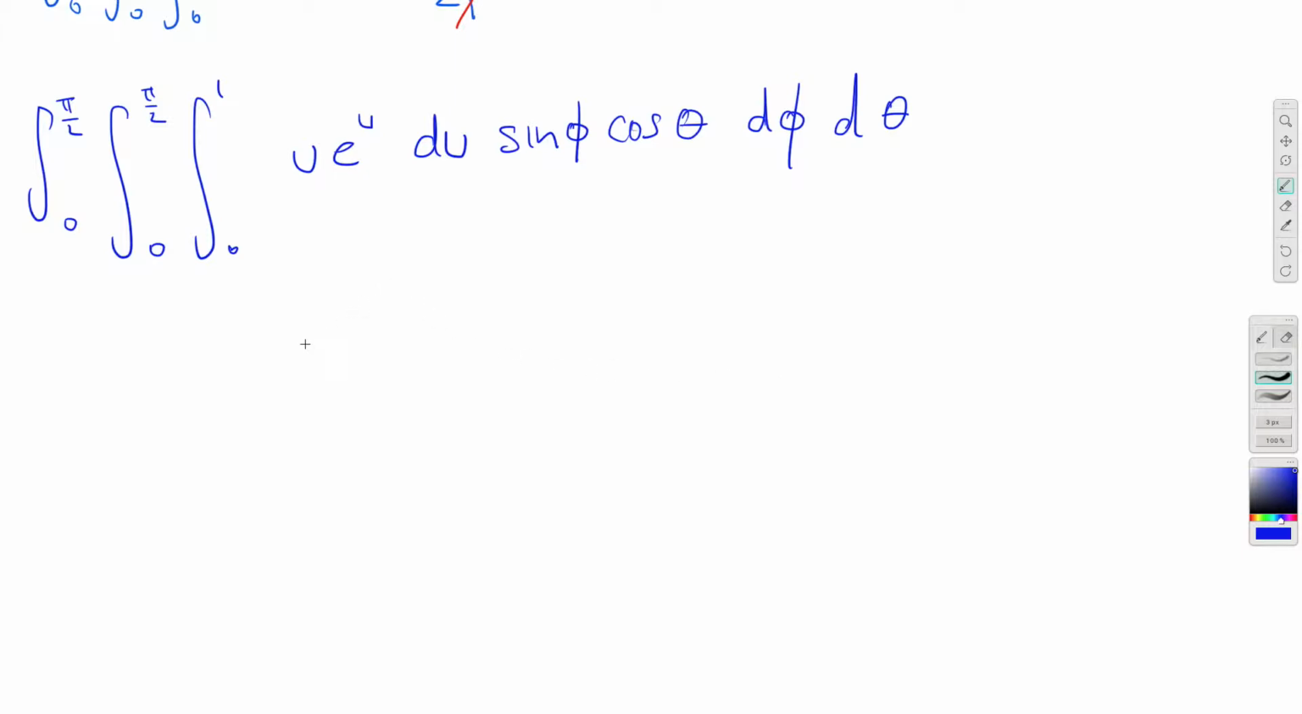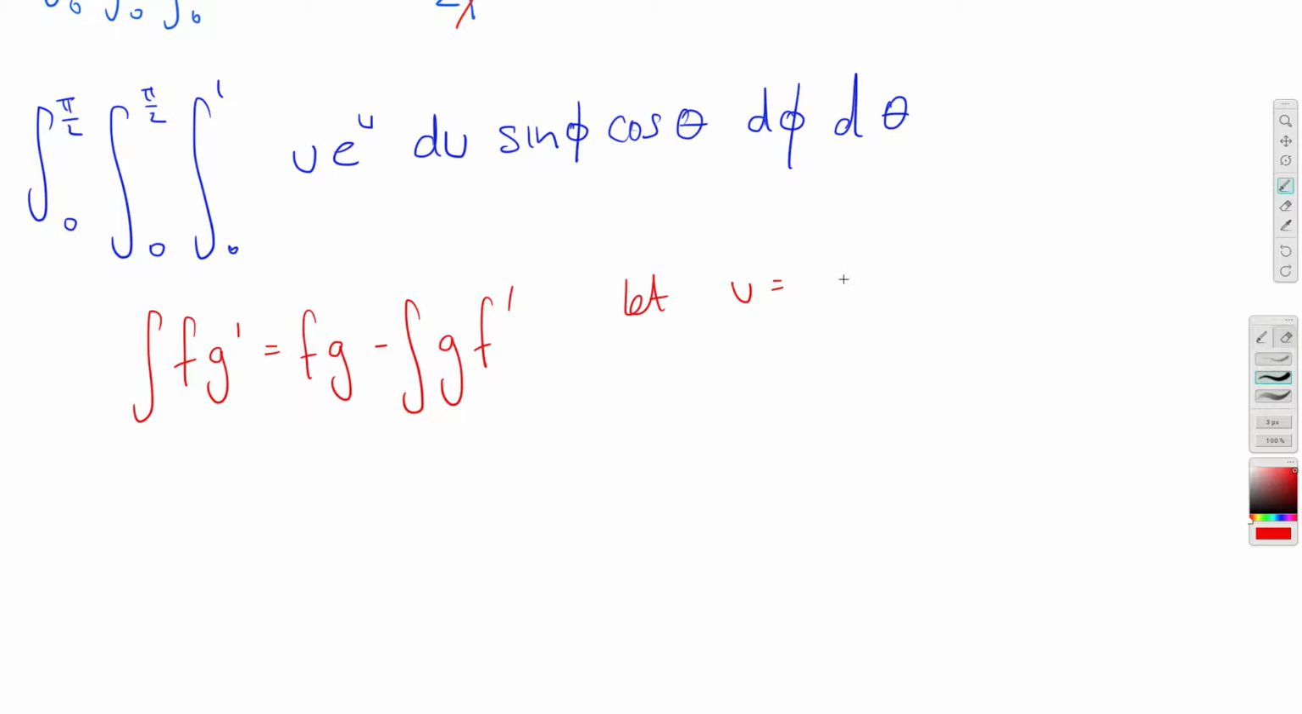Alright, now here's where it gets tricky. You have to use integration by parts. So I should write this in a different color. Remember your formula for integration by parts is the integral of f g' equals f g minus the integral of g f'. So let's write that another way. Let f equal u, so then the derivative will just be 1. Let g' be e to the u, therefore the integral will just be the same.